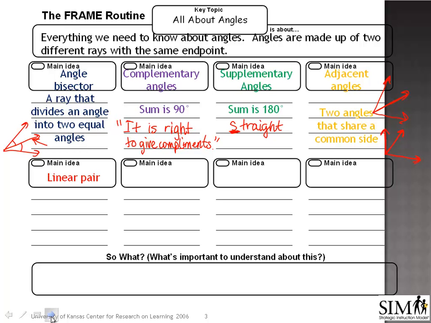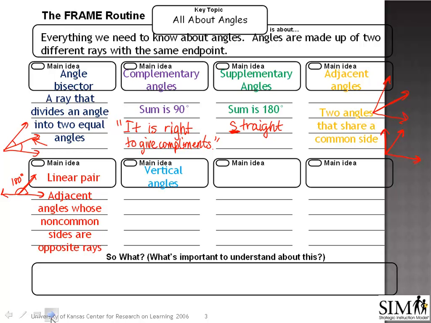Our next main idea is a linear pair. Linear sounds like line. So a linear pair here, they're adjacent angles whose non-common sides are opposite rays. So the sides that they don't share are opposite rays. So a linear pair might look like this. There could be one angle, and if my other angle shared this side, but then this other one went out in the opposite direction, that would have to be 180 degrees, and those two angles would be a linear pair.